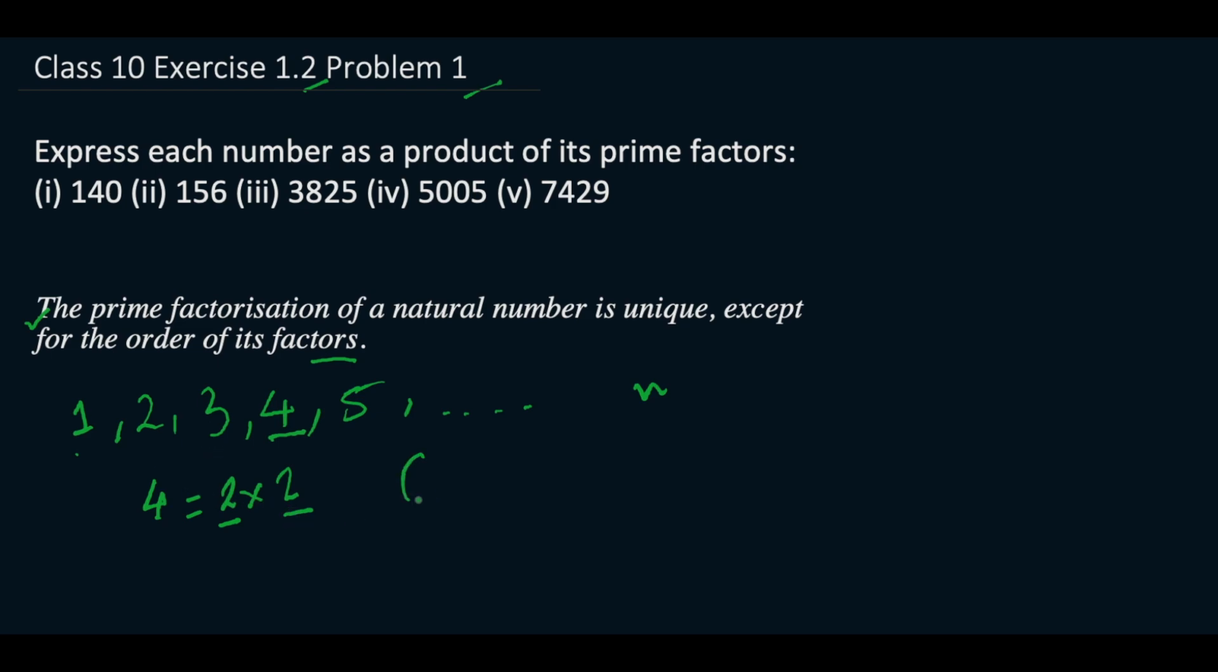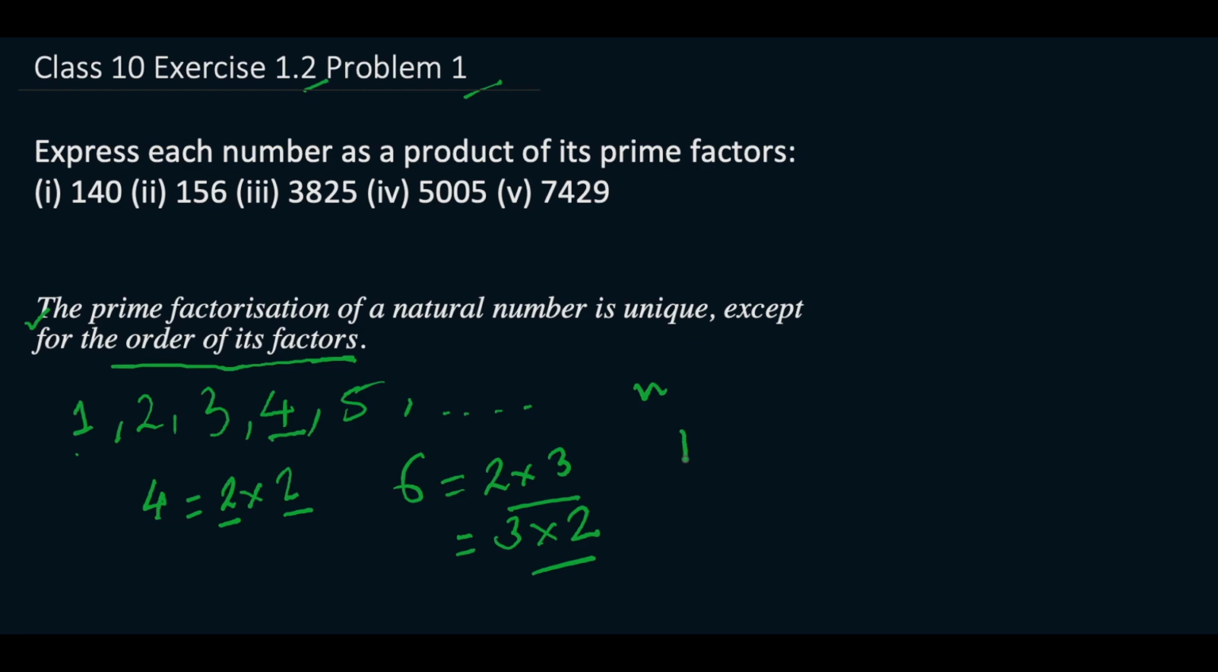Now let us take 6, which is equal to 2 into 3. Now you can also write it in the form of 3 into 2. The order does not matter. This is what it tells us about the order of its factors. So the order does not matter here.